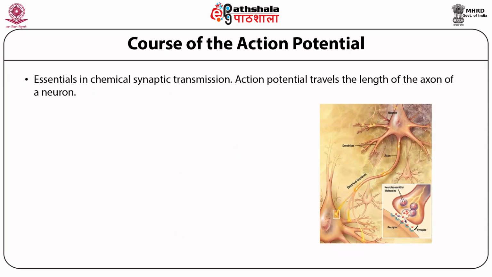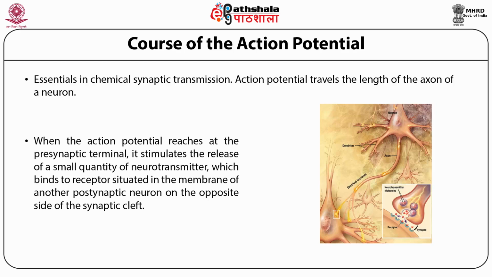Essentials in chemical synaptic transmission. The action potential travels the length of the axon of a neuron. When the action potential reaches the presynaptic terminal, it stimulates the release of a small quantity of neurotransmitter which binds to receptors situated in the membrane of another postsynaptic neuron on the opposite side of the synaptic cleft.